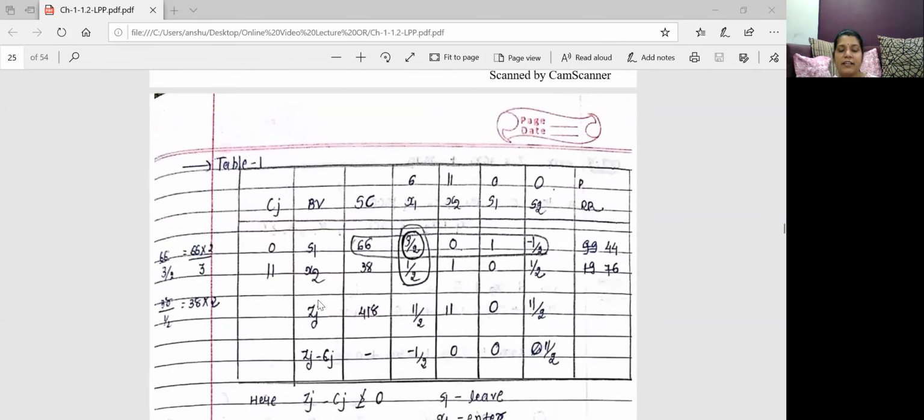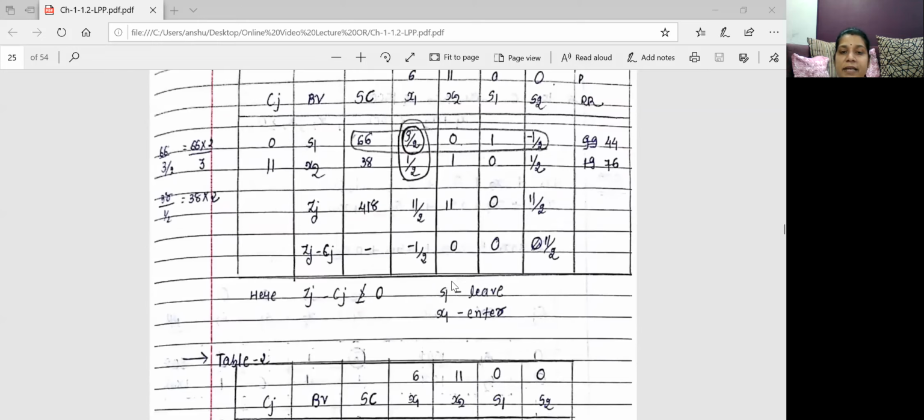Again we find the value of ZJ. So what is the method of finding ZJ? 66 into 0 plus 38 into 11, we get 418. 32 into 0 plus 11 into 1 by 2, so 11 by 2. 0 into 0 plus 11 into 1 is equal to 11. 0 into 1 plus 11 into 0 is 0. 0 into minus 1 by 2 plus 11 into 1 by 2 is 11 by 2. Okay, so these are our values of ZJ.